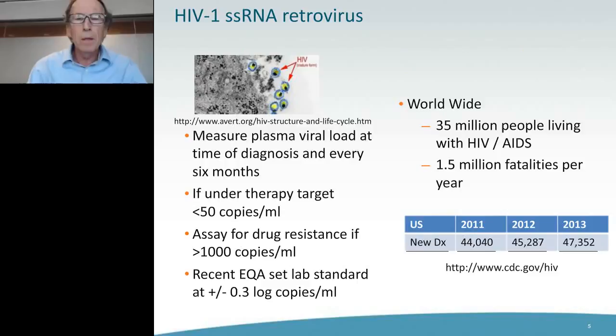So let's spend a little bit of time talking about the viruses. Here's a diagram of HIV-1, which is a retrovirus, as everyone knows. The figure shows the virions, and of course the RNA is a dark spot inside the virions. Now the importance of measuring viral load is shown here: upon diagnosis you want to confirm the HIV viral load to see how long the infection's been going on.